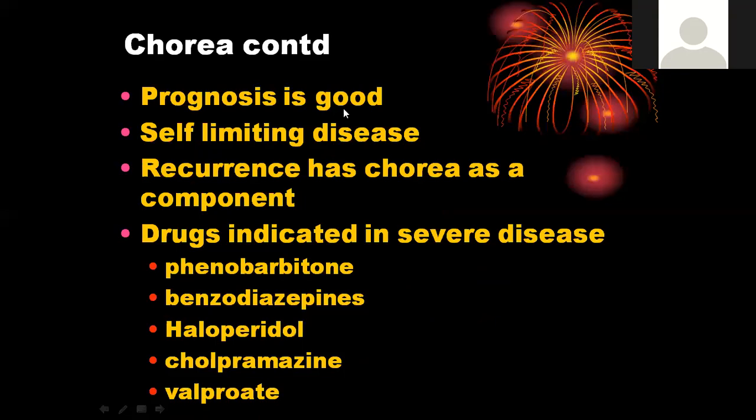So chorea has a good prognosis because it is self-limiting and will take about 6 months to resolve on its own, or you will sometimes need to give medications like phenobarbital or benzodiazepines and so on. If a child has a recurrent rheumatic fever, chorea will also come back again. That's one very typical feature.